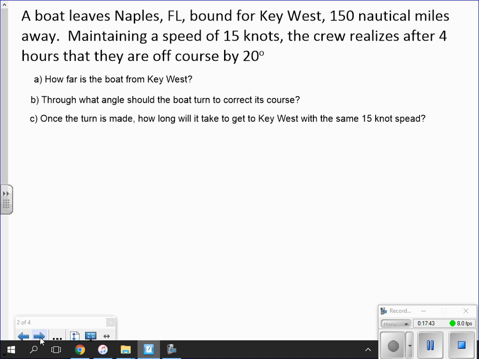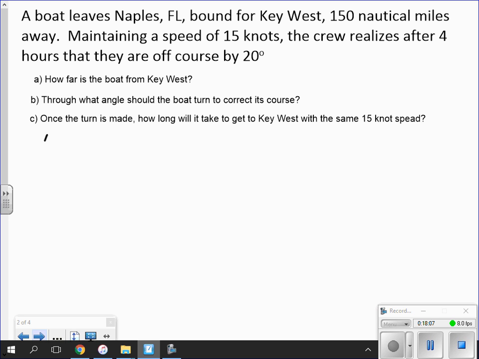And a nautical mile is not the same as a mile on land. They're actually a little longer. Okay. Once you figure out A, you can figure out C without doing B. Right? Because if you know how far to go, you can figure out how long it's going to take you at the speed. You don't need B to solve C. So A and B are actually not quite connected, but let's look at the situation.